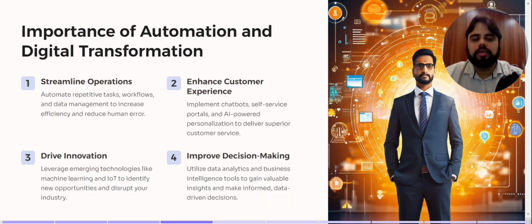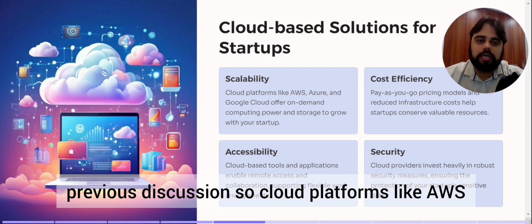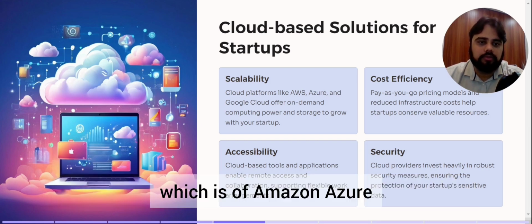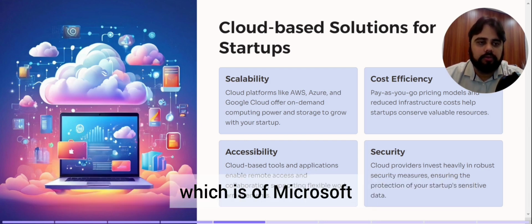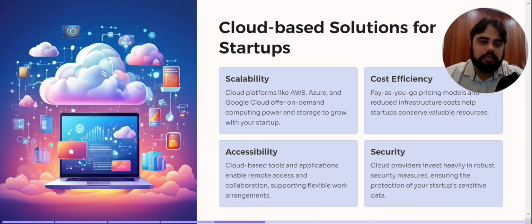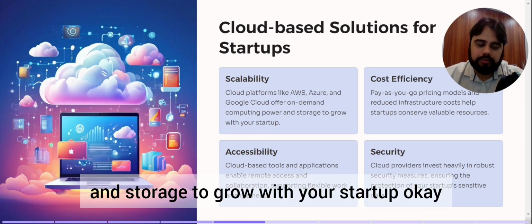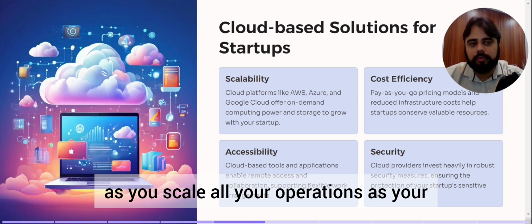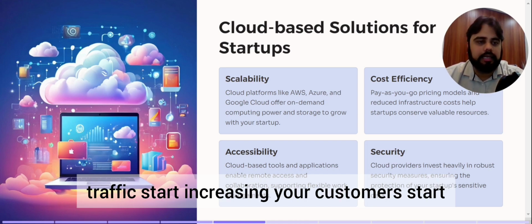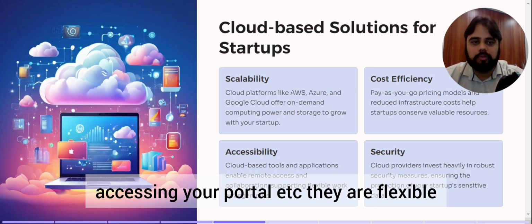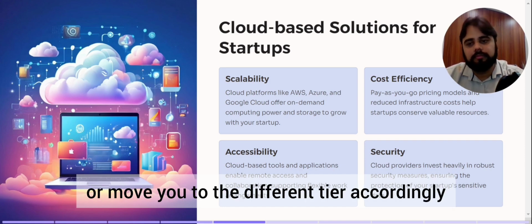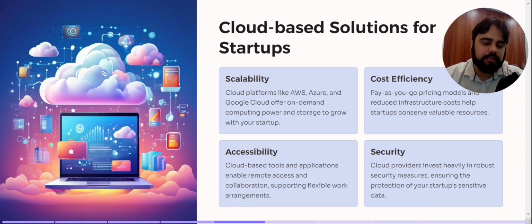Okay, you have to enhance the previous discussion. So cloud platforms like AWS, which is of Amazon, Azure, which is of Microsoft, and Google Cloud, which is definitely of Google, they offer on-demand computing power and storage to grow with your startup. Okay, as you scale your operations, as your traffic starts increasing, your customers start accessing your portal, they are flexible enough, they will increase their billing or move you to a different tier accordingly. They have a tier system.